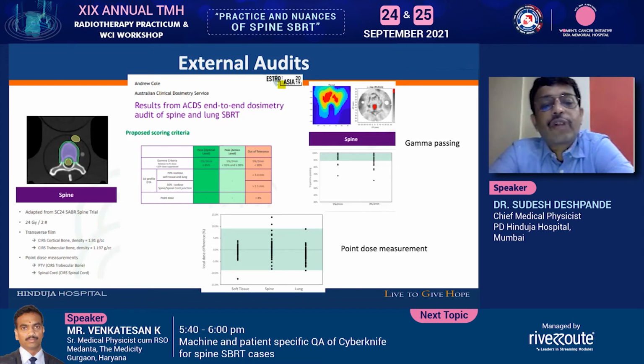Their criteria for acceptance was quite liberal: 5% 2 mm should pass 95%, or at least 90%, and the point dose measurement should be within plus minus 8%. That was quite liberal acceptance criteria. But if you see the results for gamma passing at 5% 2 mm, a few institutes failed this criteria, and at 3% 2 mm, even more institutes failed the gamma passing criteria.